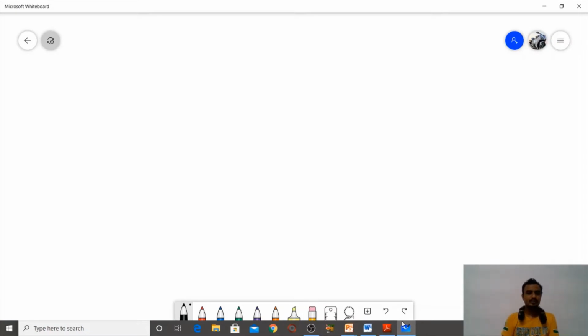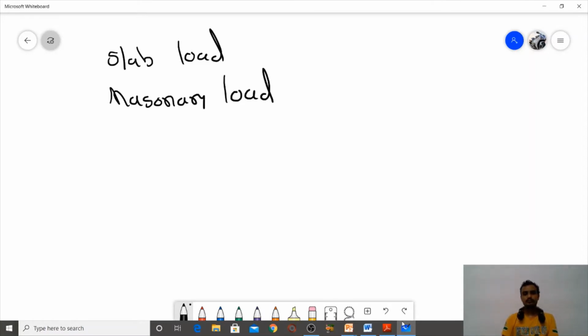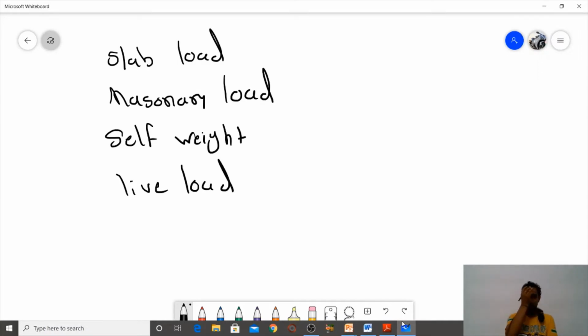So on the beam we have slab load, then masonry load, then self weight, and live load. So these are the four types of load on the beam.